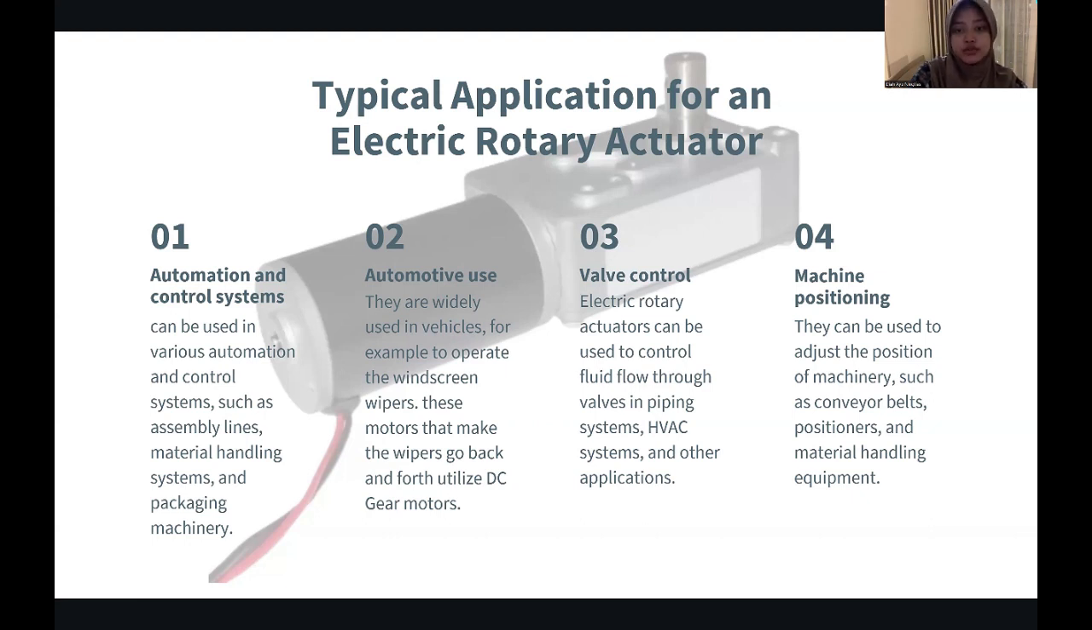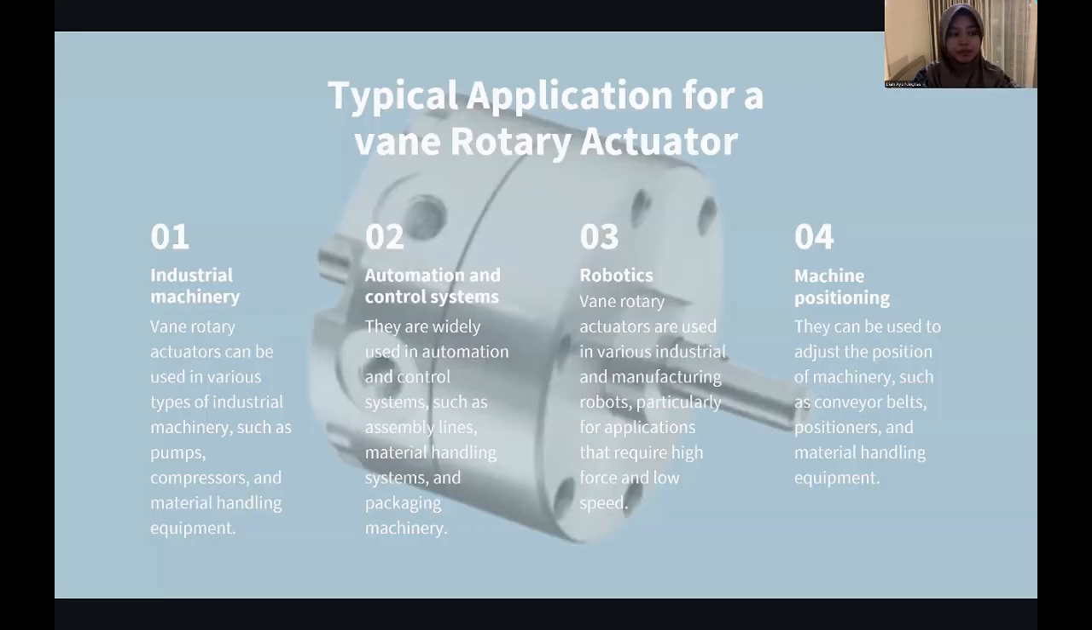3. Valve control. Electric rotary actuators can be used to control fluid flow through valves in piping system, HVAC system, and other applications. For machine positioning, they can be used to adjust the position of machinery such as conveyor belts, positioners, and material handling equipment.